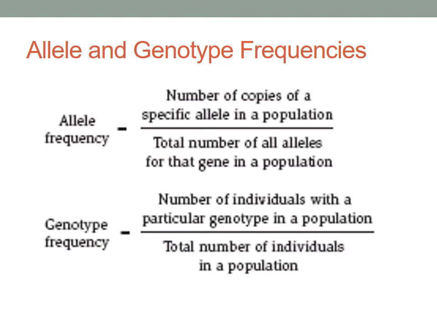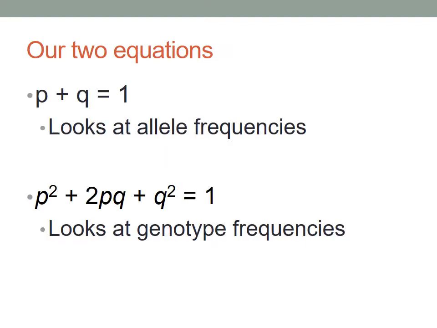As a reminder, population genetics focuses on two main things that we're going to be calculating. One is the allele frequency, and the other is the genotype frequency. And we'll be looking at both of these as we go through the examples. Remember from last time, we have two equations. P plus Q equals 1. This equation looks at the allele frequencies with P standing for the dominant allele and Q standing for the recessive allele. And then we have P squared plus 2PQ plus Q squared equaling 1, which looks at the genotype frequencies.